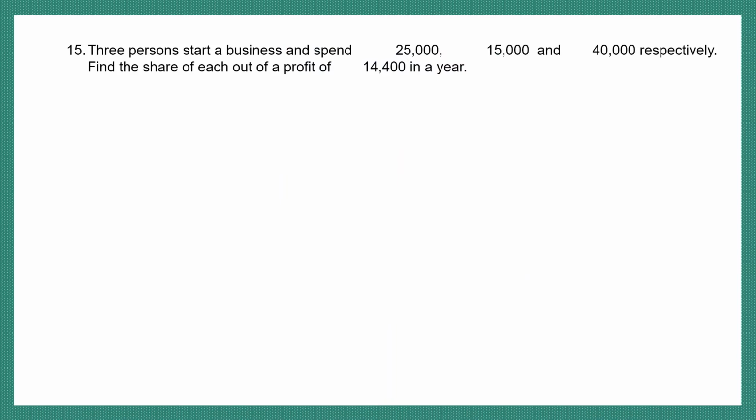Question 15. Three persons start a business and spend 25,000 rupees, 15,000 rupees and 40,000 rupees respectively. Find the share of each out of a profit of 14,400 rupees in a year. Okay, so three of them are starting a business. This is what the first person spent, second person spent, and the third person spent. That's why we have this word respectively. Now find the share of each.